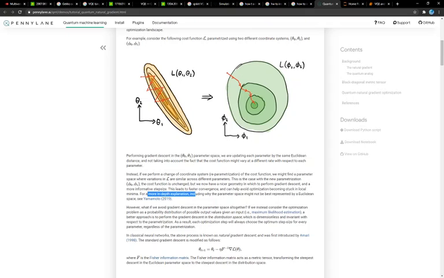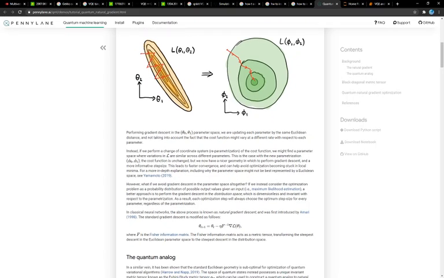For a more in-depth explanation, including why the parameter space might not be represented by a Euclidean space, that's an interesting idea. However, what if we avoid gradient descent in the parameter space altogether? If we instead consider the optimization problem as a probability distribution of possible output values given an input, a better approach is to perform the gradient descent in the distribution space, which is dimensionless and invariant with respect to parameterization. I'm not so sure I grasp that. As a result, each optimization step will always choose the optimum step size for every parameter regardless of the parameterization.